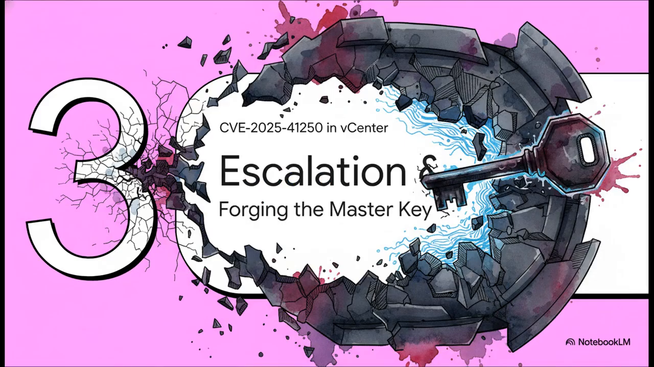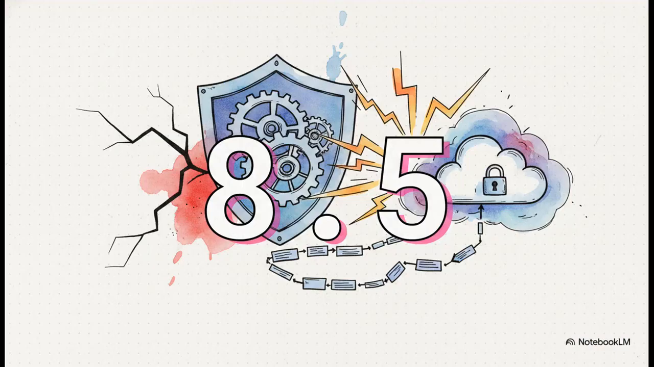Which brings us to part 3, escalation and injection. Forging the master key. Okay, so once an attacker finds that valid username and gets a foothold, they definitely do not stop there. They immediately start hunting for the next crack in the armor. In this case, it's an SMTP header injection vulnerability.